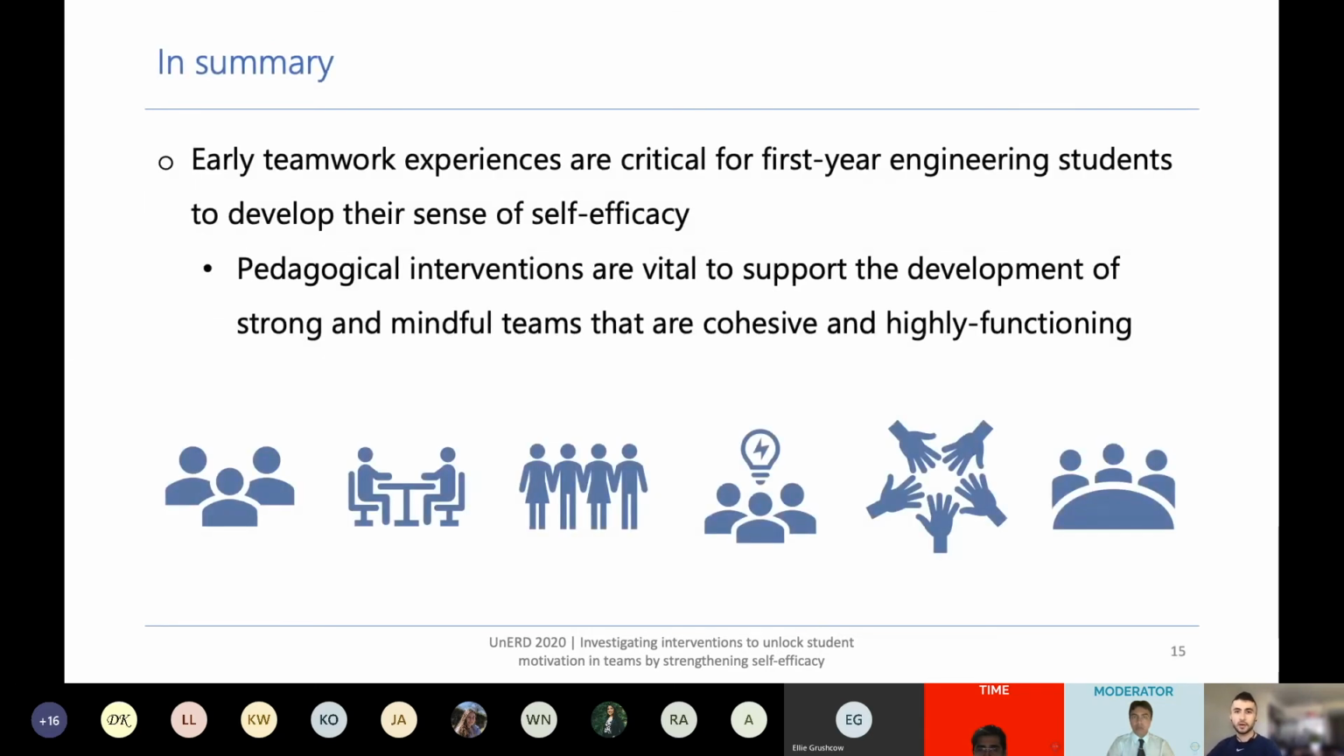In summary, early team experiences are critical for first-year engineering students to develop their senses of self-efficacy. Pedagogical interventions are vital to support the development of strong and mindful teams that are cohesive and high-functioning.